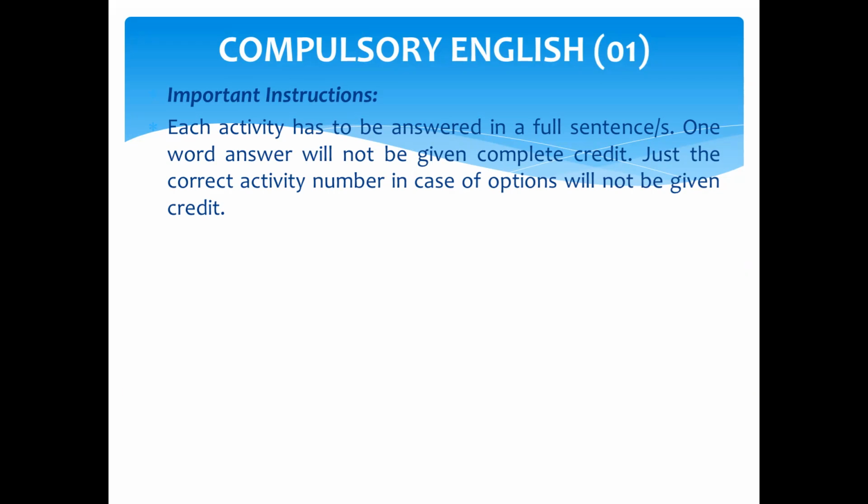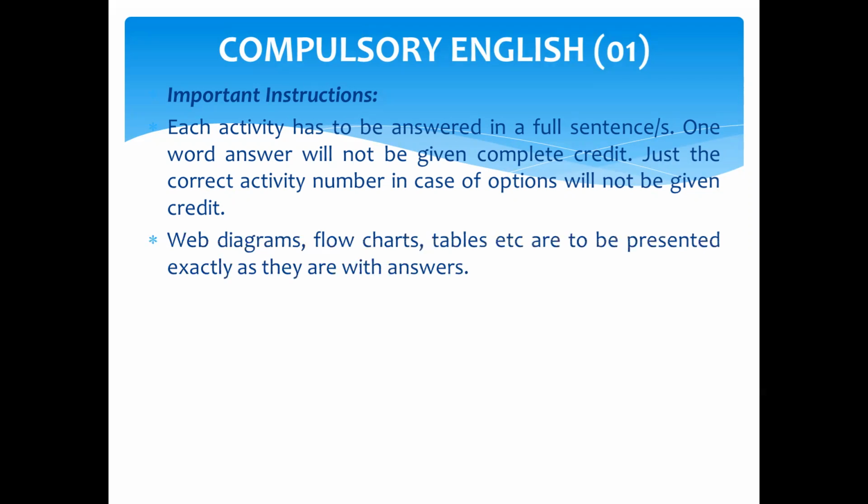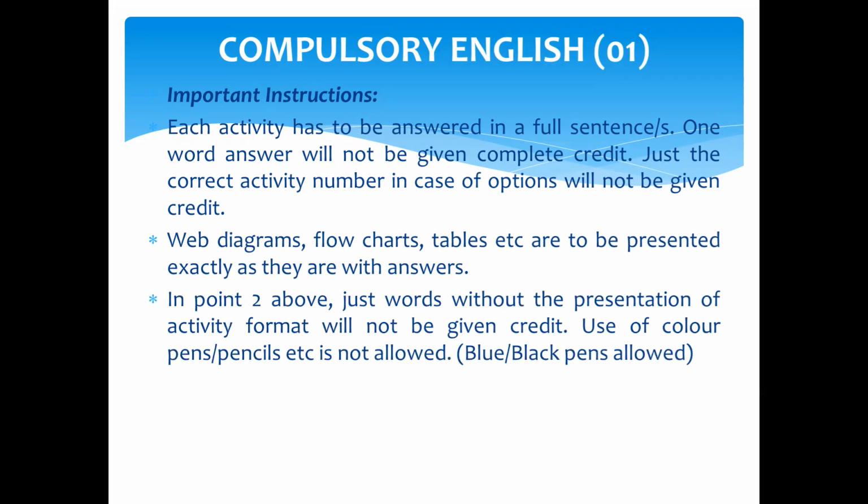Compulsory English important instructions. Each activity has to be answered in full sentence or sentences. One word answer will not be given complete credit. Just the correct activity number in case of options will not be given credit. Web diagrams, flow charts, tables, etc. are to be presented exactly as they are with answers. In point 2 above, just words without the presentation of activity format will not be given credit.